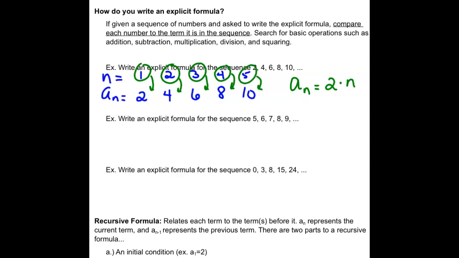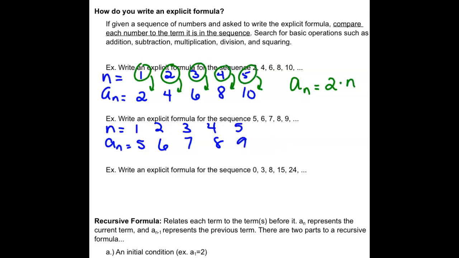Our next example says to write an explicit formula for the sequence 5, 6, 7, 8, 9. So again, we're going to start with looking at the position. We are given 5 numbers. My first number is a 5. My second number is a 6, then 7, 8, and 9. The dot, dot, dot just means that it continues in that same pattern.